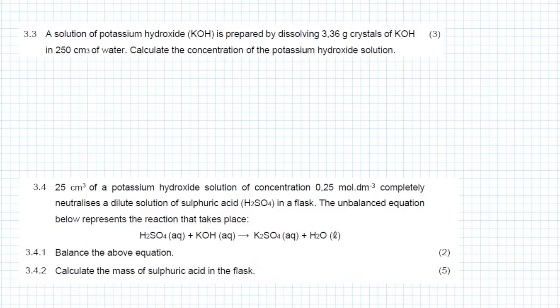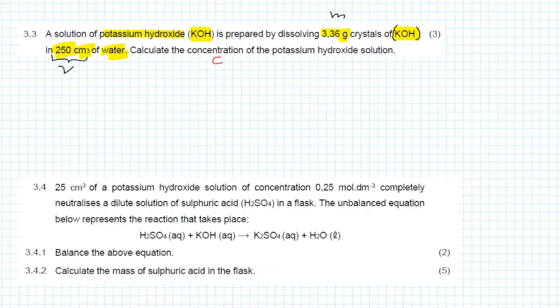So the first question says a solution of potassium hydroxide, that is KOH, which you now know is a strong base, is prepared by dissolving 3,36 grams of crystals of potassium hydroxide in 250 centimeters cubed of water. So we have the mass of the solute and we have the volume of the solvent. They say calculate the concentration of the potassium hydroxide solution.